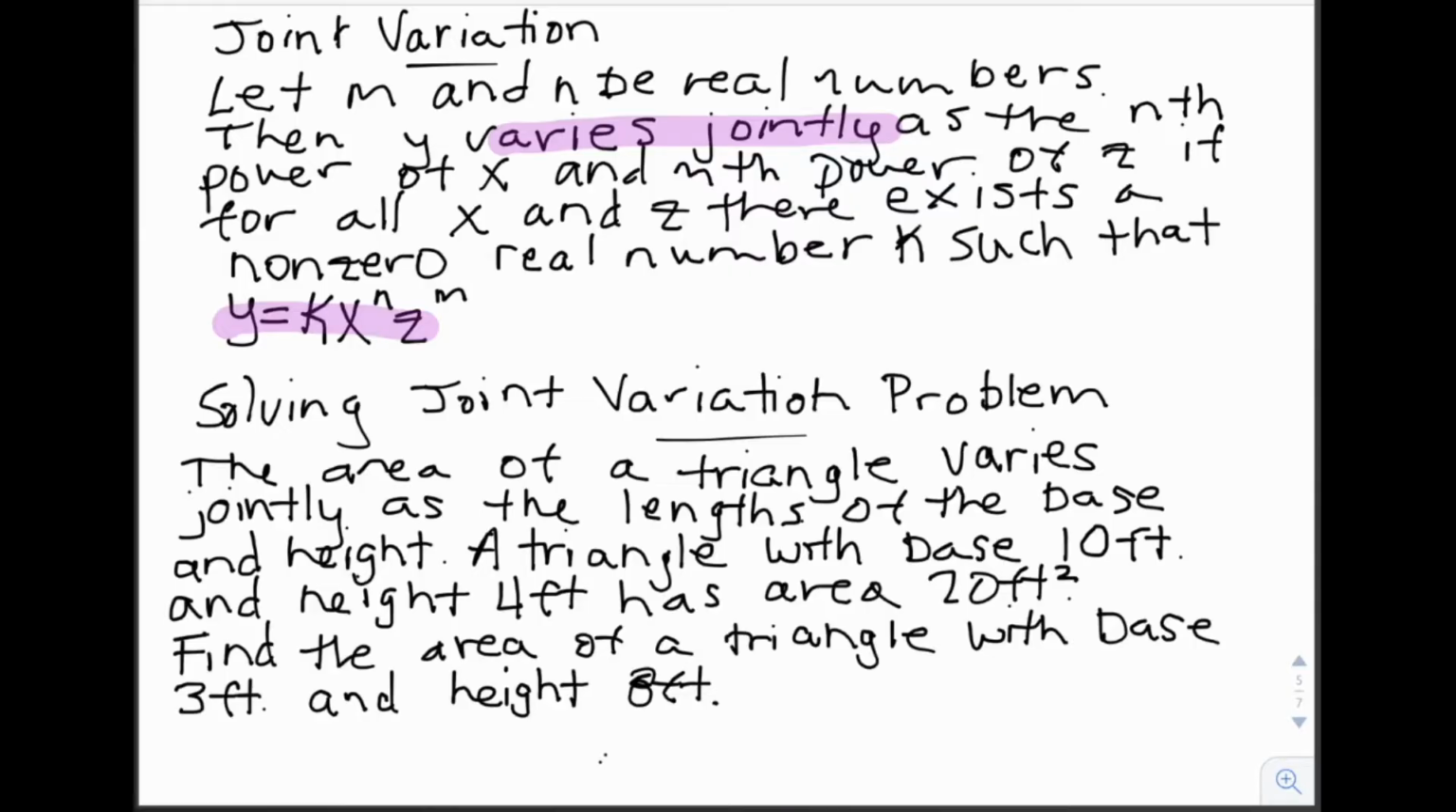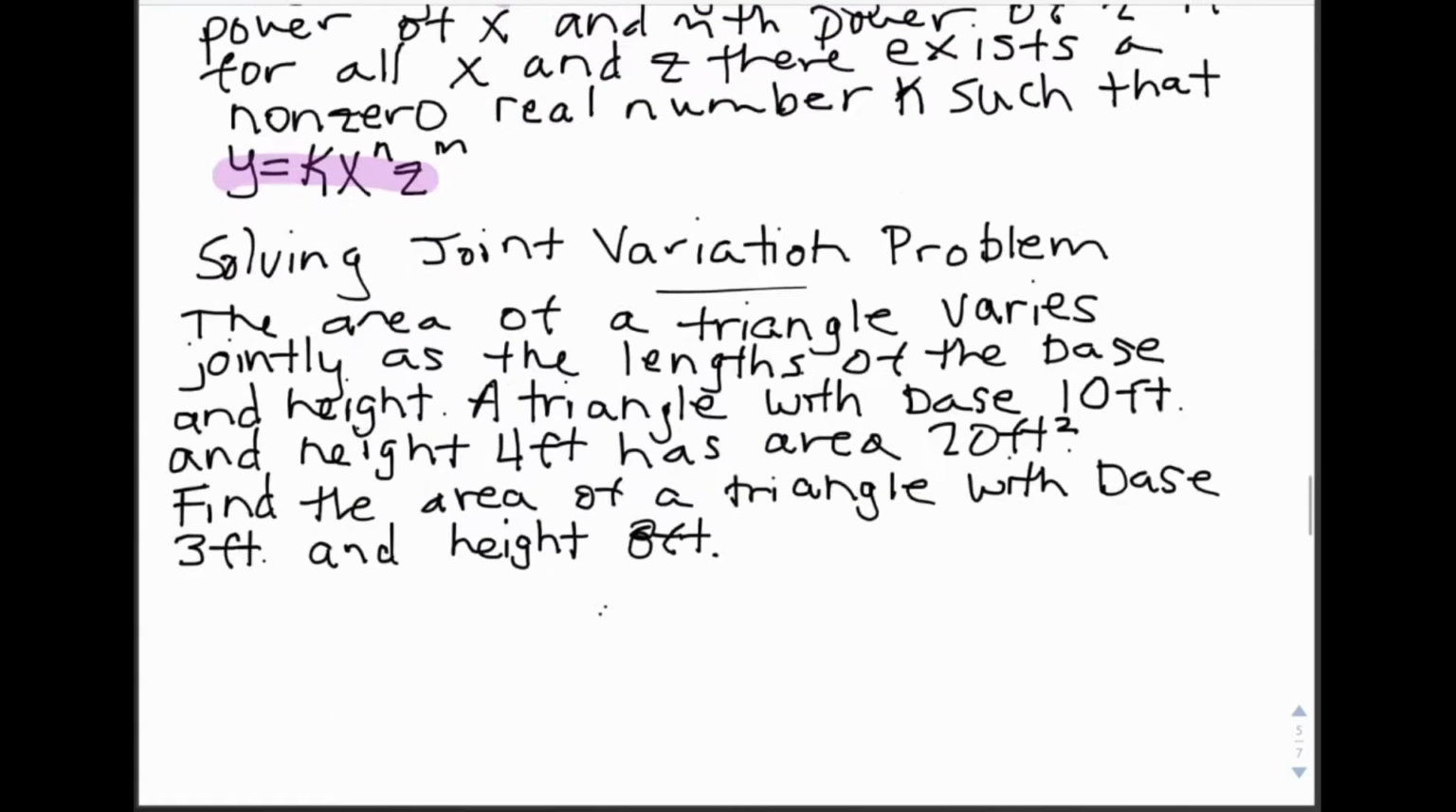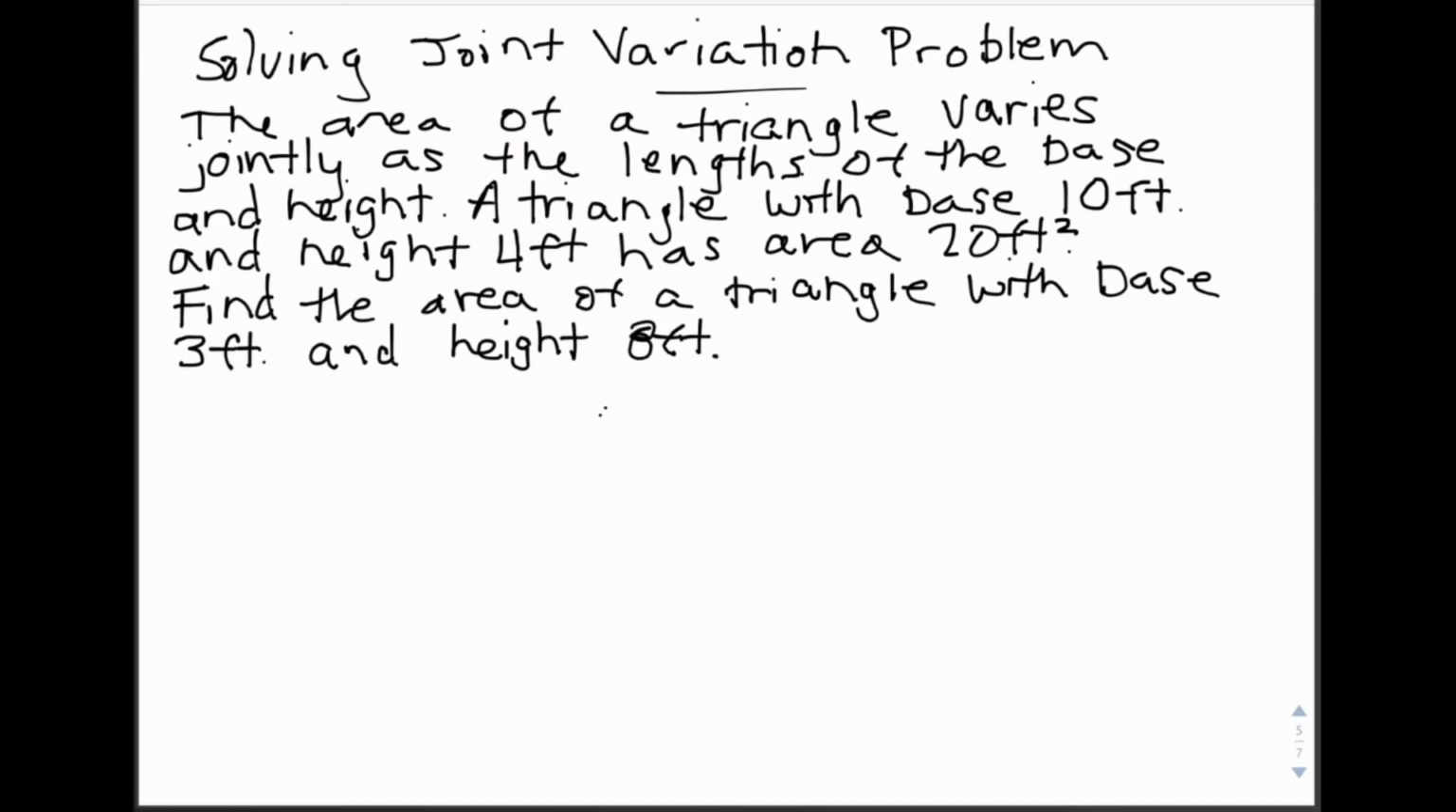Now let's go ahead and look at solving a joint variation problem. Our joint variation problem states that the area of a triangle varies jointly. So again, we know that our key words here are varies jointly as the lengths of the base and the height, and a triangle with base 10 feet and height 4 feet has an area of 20 feet squared. Find the area of a triangle with base 3 and height of 8 feet. So let's go ahead and try to set this one up.